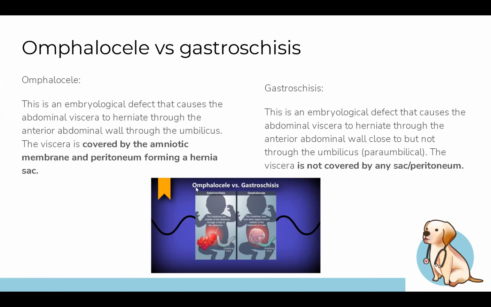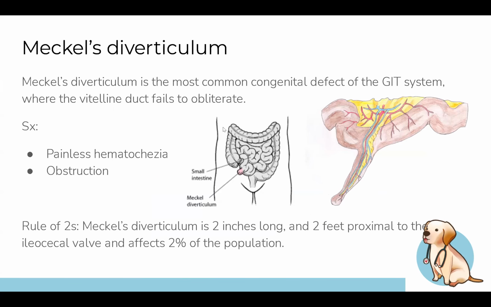For some reason, they decided omphalocele is on the left, but this is actually gastroschisis. It just doesn't match up with the title, so be careful of that. We also have something called Meckel's diverticulum. It's another common defect that can be found.